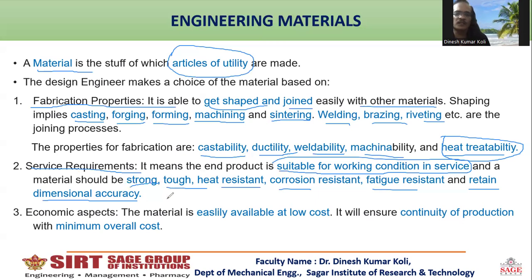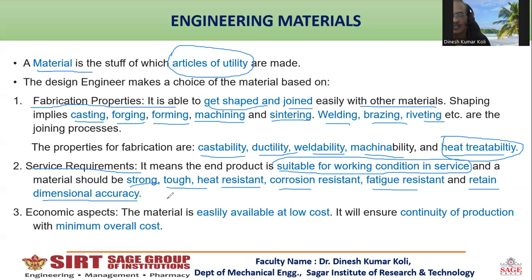It means the material which we take for fabrication as well as for service purpose should be strong enough. If it is designed for a particular purpose, then definitely it should work for it. It should have sufficient strength and should be tough enough. If any rotating component is made, then it is subjected to cyclic loading, so it should be strong enough to take such cyclic loading. Heat resistant: if any component comes into contact with heat, then it should definitely resist the heat. Otherwise, it will melt under that condition.